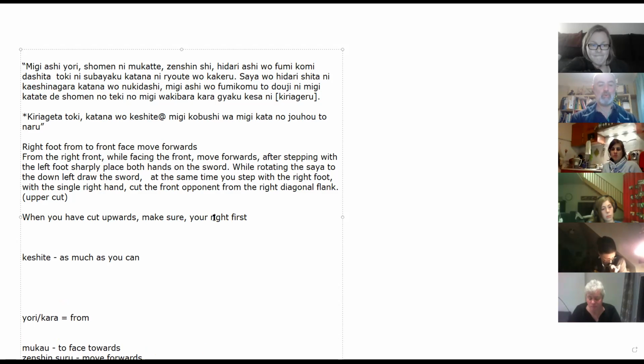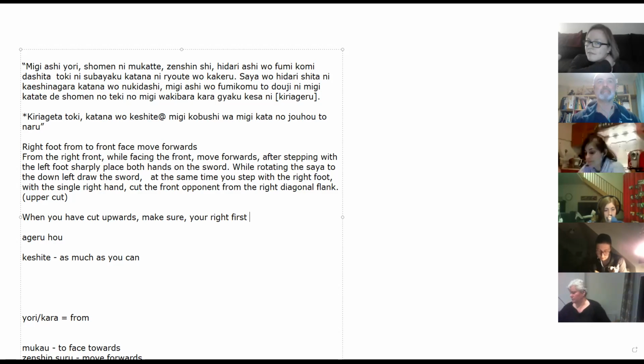Jouhou. Jouhou is ageru. It's direction. You lift it up until it becomes the same height as your right shoulder. So migi kata no jouhou. Jouhou means above. Migi kata no jouhou to naru. So your right fist becomes above your right shoulder. Good. Yes, exactly.